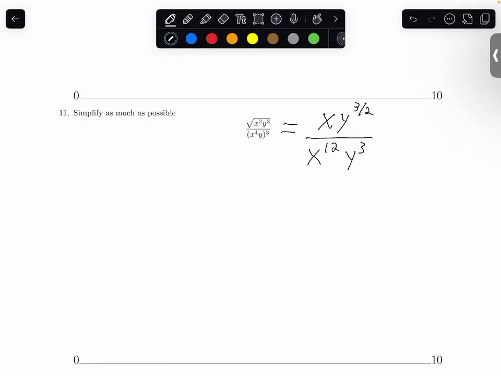And then again, we could subtract in this one. x to the 1st over x to the 12th, this makes x to the -11th. So x to the 11th in the denominator. y to the 3/2 divided by y cubed. So this is going to make 3/2 minus 3. So -3/2. So y to the 3/2 would be in the denominator. And the numerator would just have a 1 in it.